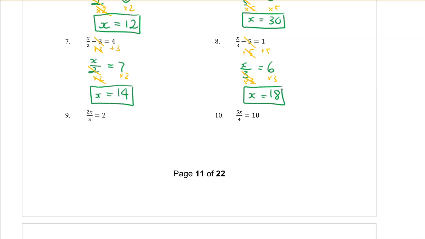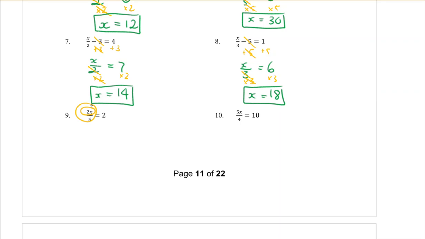So the ones down the bottom do look a little bit different. We haven't seen ones quite like that before. 2x over 5 equals 2. If I go back to my layers, the 2x is together on the top, there on the inside layer, and then I would divide that whole thing by 5.